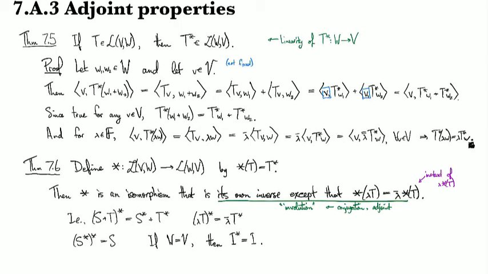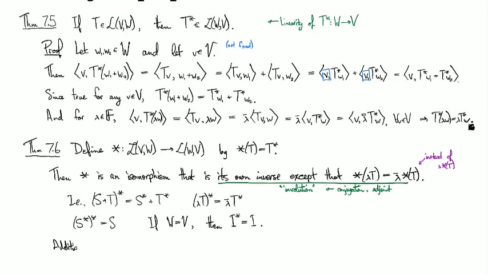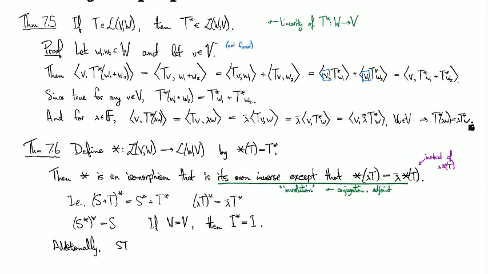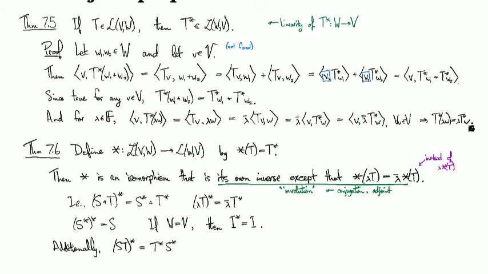And then the last thing, which doesn't have to do with it being an isomorphism of vector spaces. So additionally, if we take a product, so here that's a composition of operators, and we take the adjoint, then this ends up being the composition of the adjoints in the reverse order.